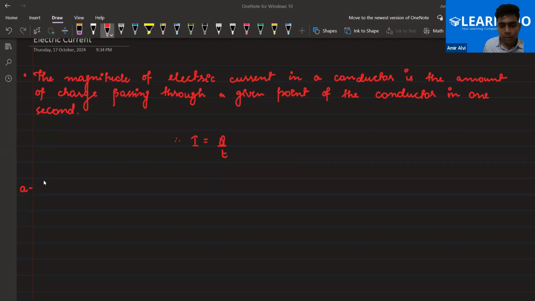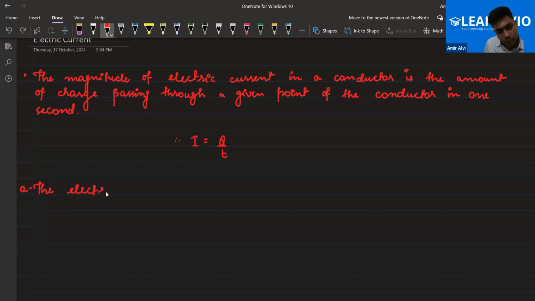Sir, the electric current is the flow of electric charge in a conductor. Yes, Zainab. What does I represent? I represents the current. Just like V represents the voltage, I represents the current, Q represents the charge, T represents the time. Clear, Diana? Yes.